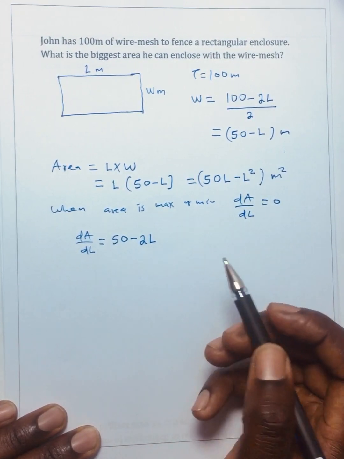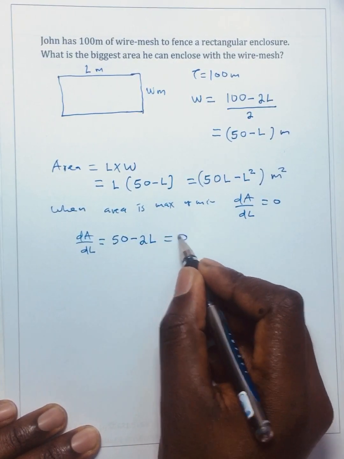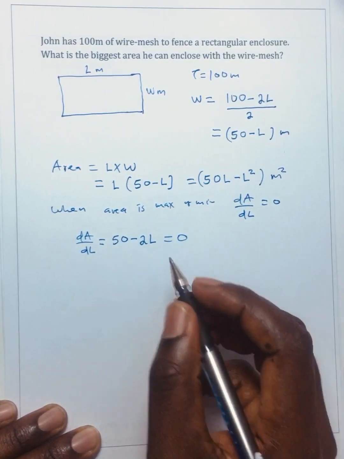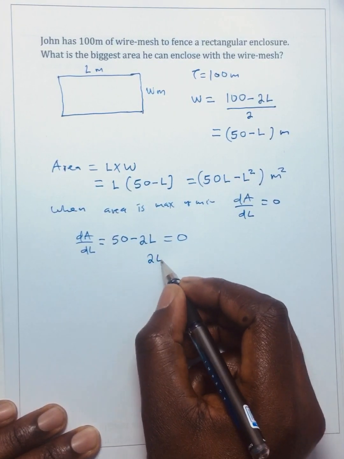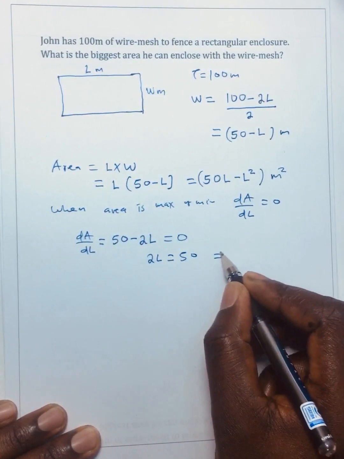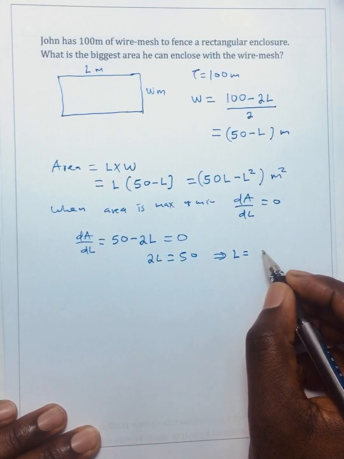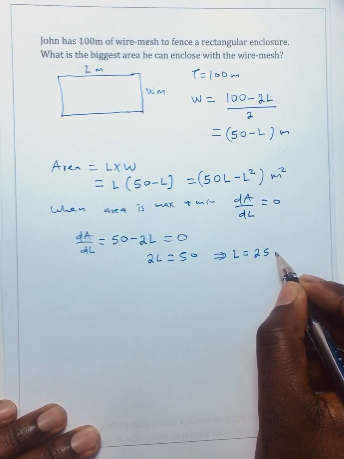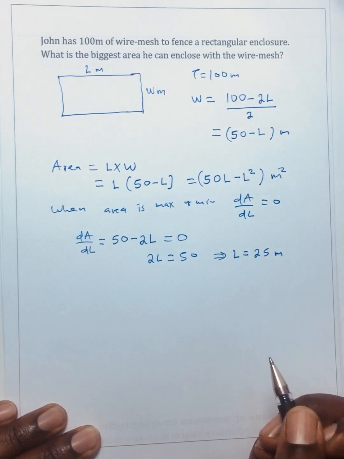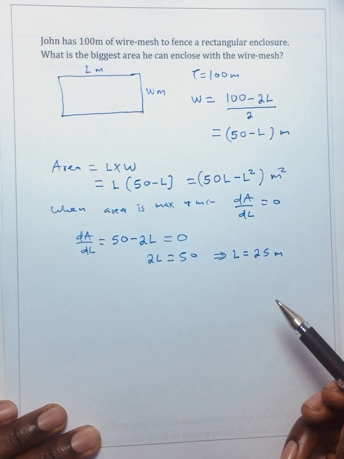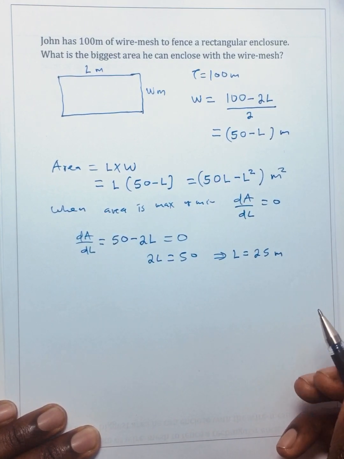So at maximum or minimum, this should be equal to 0. So when that is equal to 0, we can solve for L. So it means we have 2L is equal to 50. So L is equal to 50 divided by 2, which is 25 meters. So when you have that, we can try and check if this length will give us the maximum area.